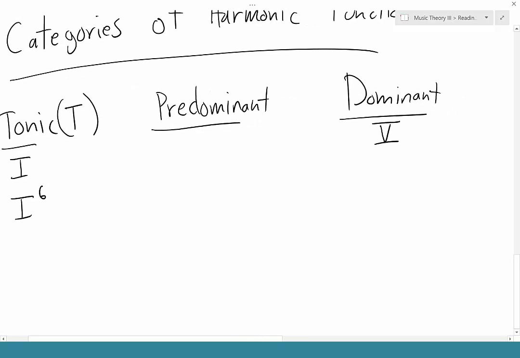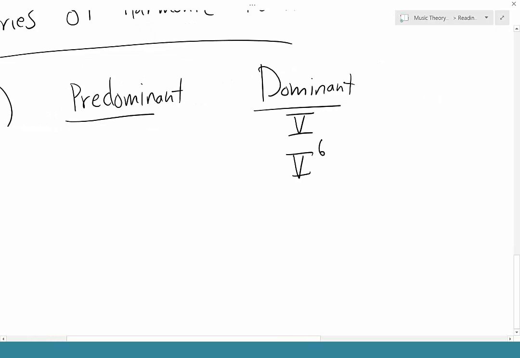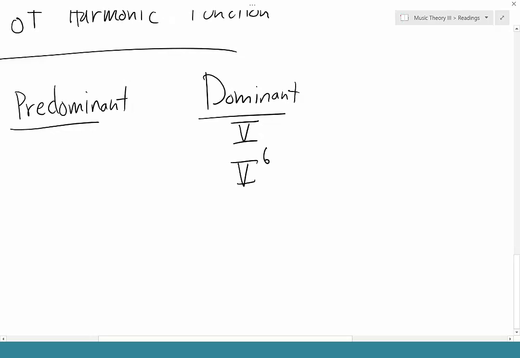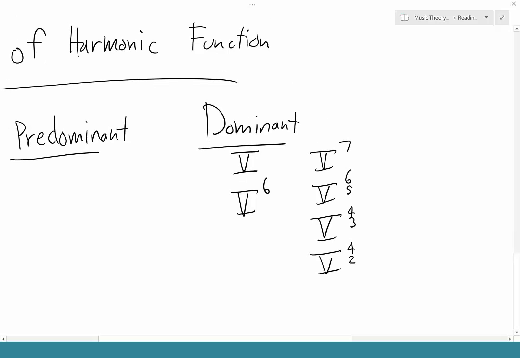Dominant, we'll come back to predominant in a second. Dominant, again, we start with a 5 chord. That could also be 5 6. And any one of the dominant sevenths or their inversions. So we can have 5 7, or 5 6 5, the first inversion, or 5 4 3, the second inversion, and 5 4 2, the third inversion. All of these are dominant category chords, the category of harmonic function of dominant.